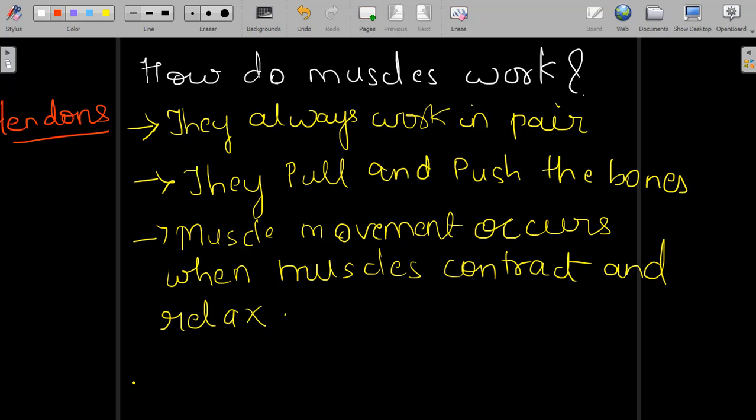Secondly, it is said that muscles always work in pair. The two muscles work together to perform a particular function. We will discuss one example which will clear this point, how muscles work in pair. It is also said that they pull and push the bone. How? We will see in the example. It is said that muscular movement occurs when muscle contracts and relaxes. So there is a contraction and relaxation because of which there is a movement and because of which we are able to move. So let's talk with the help of an example about muscular movement which will clear all these points which are mentioned here.